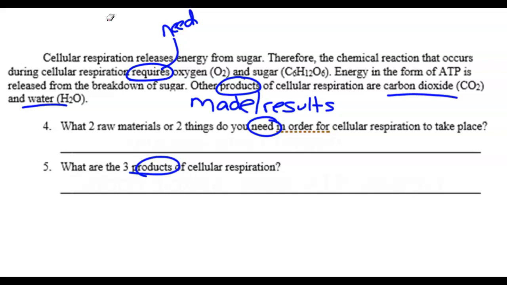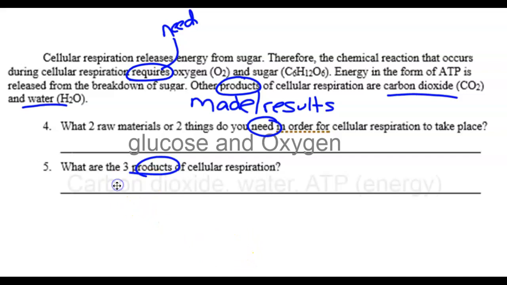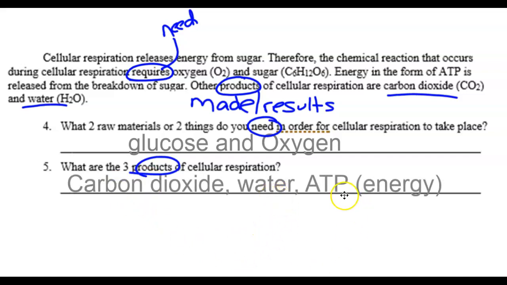Number 4. What 2 raw materials, or 2 things, do you think you need in order for cellular respiration to occur? The 2 things we need are the glucose and oxygen made by plants. What are the 3 products? What are the results? Think about why we do this. Well, we get carbon dioxide, water, and the reason we do it is for the ATP, which is our energy source. So our energy source is why we do cellular respiration.